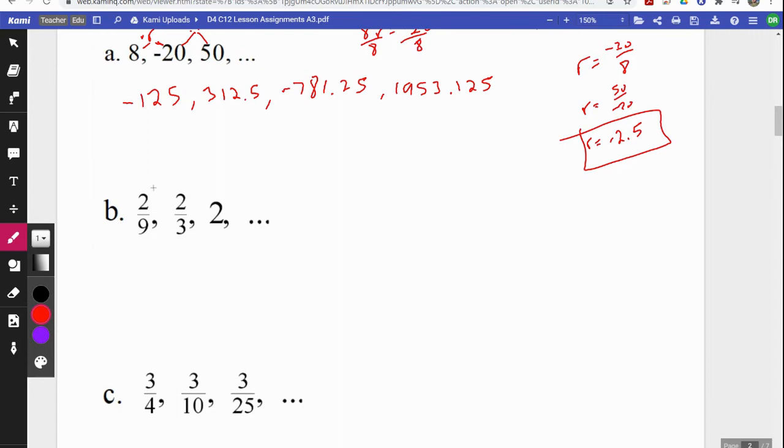we want to know some number multiplied to, so 2/9 times some number is 2/3, and that times some number is 2. So again, you could use that little trick, shortcut, where you take a number and divide it by its previous. That's harder in this case because we have fractions. 2 divided by 2/3 is not as fun, but I'll show you a little trick.